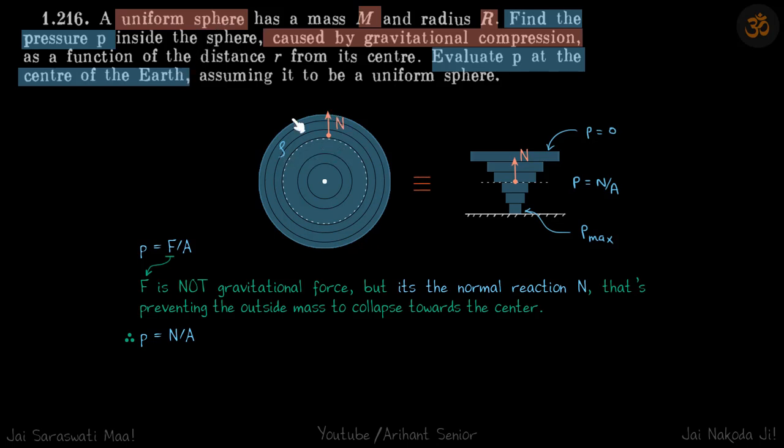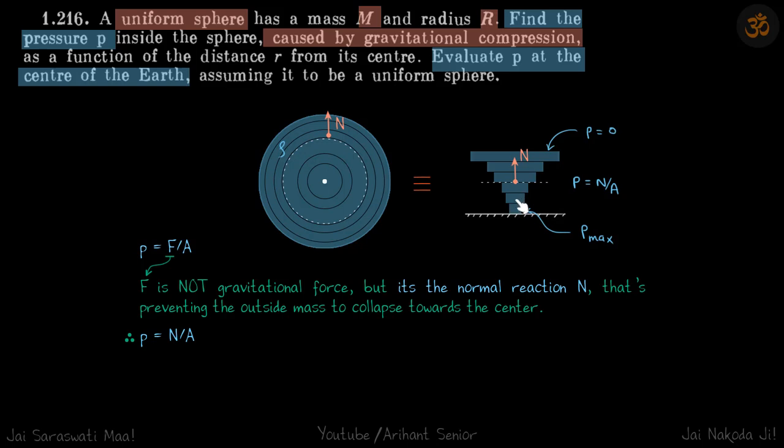So in this problem, we are given a uniform sphere and we need to find the pressure P due to gravitational compression. So this is our uniform sphere, and let's break it into small shells so that we understand how the pressure is appearing. This situation is similar to this. Here the layers are circular or spherical, but here we have just straightened out the layers. So let's understand what is pressure here, and then the same situation can apply here.